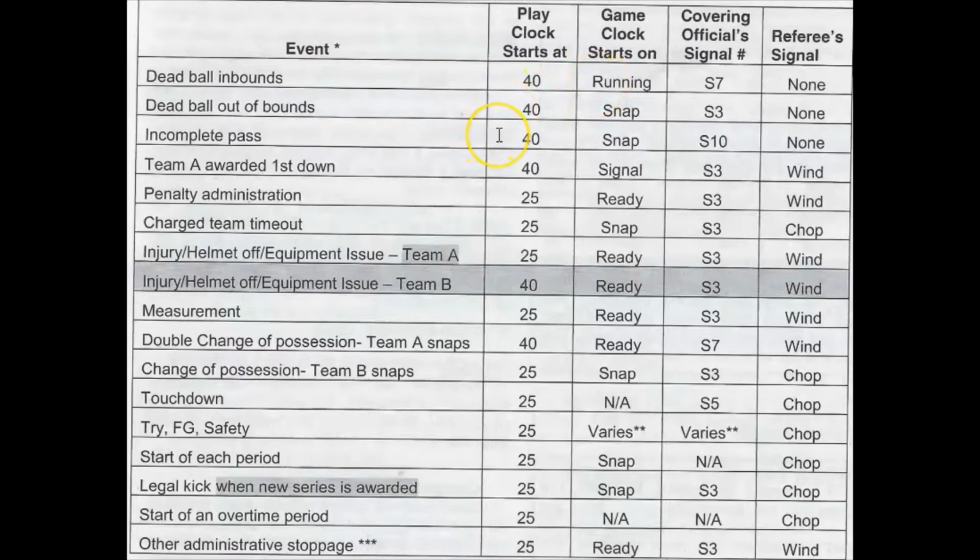But going back to what I talked about, dead ball in bounds right there, 40 running. Dead ball out of bounds, ball carrier runs out of bounds. As soon as he goes out of bounds, the referee or the official signals to stop it. Again, 1,001, 1,002, 40, and let it run. Only difference is we'll have it ready for play signal, but the game clock will not start until the snap. Same thing with an incomplete pass.